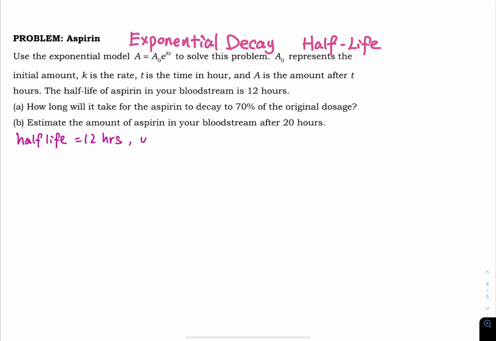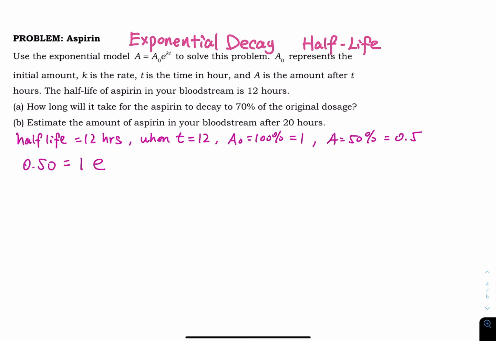That means when t equals 12, the initial amount is 100%, which is 1, and the current amount is 50%, which equals 0.5. Why are we doing this? Because we will need this to find the rate. In the exponential model, there is no rate given. So 0.50 equals 1 times e to the kt. We don't know k. t is 12. 0.50 divided by 1 is still 0.50. So we have 0.50 equals e to the 12k.